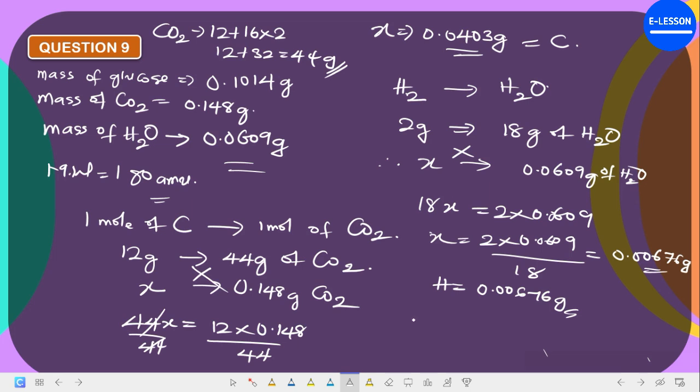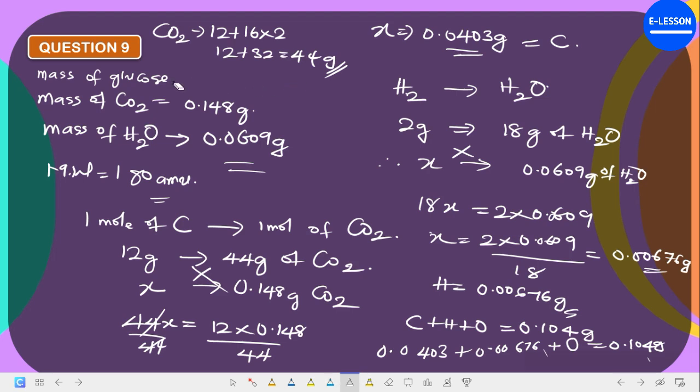So we can say that carbon plus hydrogen plus oxygen is supposed to give us 0.1014 gram. What did you calculate for carbon initially? 0.0403, plus that of hydrogen, 0.00676, plus oxygen, which is unknown, is equal to 0.1014 gram. Then when you solve this, it's going to give you the mass of oxygen.